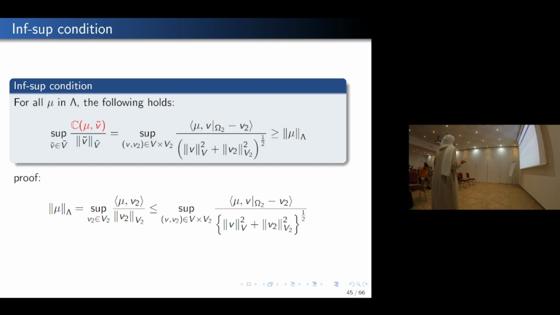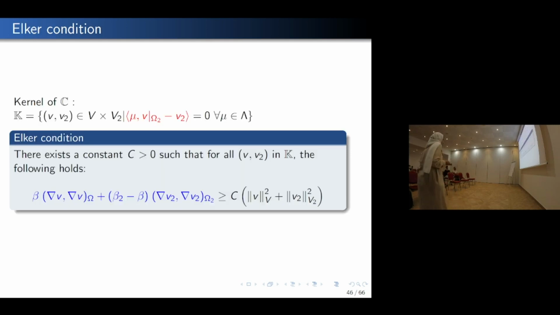So the dual norm is nothing but the supremum of the duality divided by the norm of V2, and definitely the supremum over V2 is less than or equal to the supremum over the kernel of V2. So that's it, we got the first condition. The second condition is the ellipticity of the bilinear form A in the kernel of B, or we can call it the L-Kerr condition.